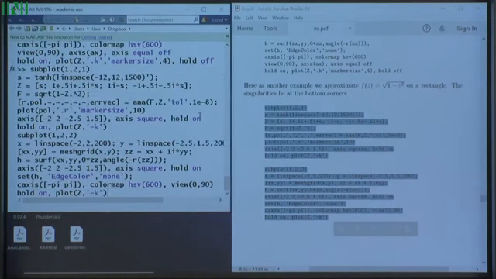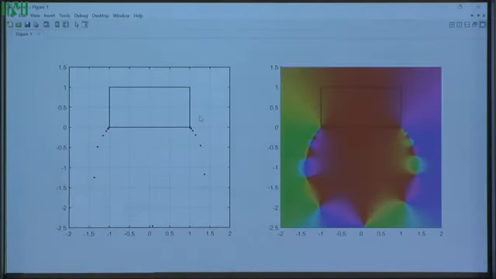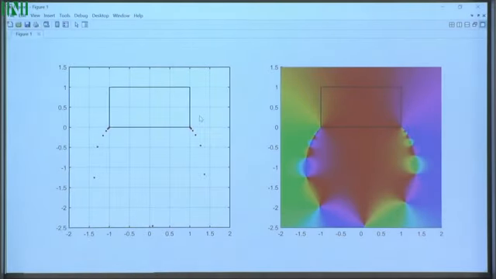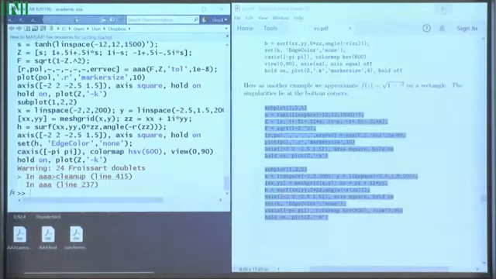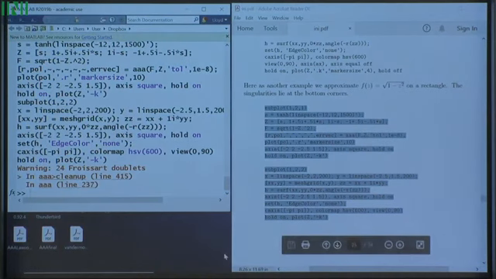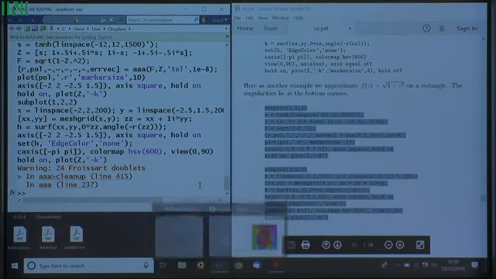This will produce two plots. I think I saw an error there, did I? What was it? Oh, just a warning. We should kill that warning. It's annoying.